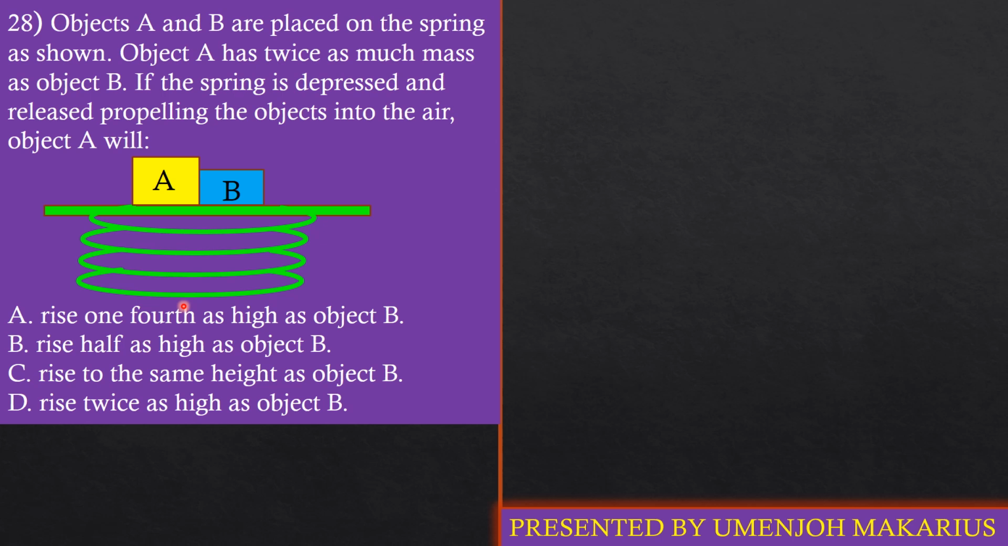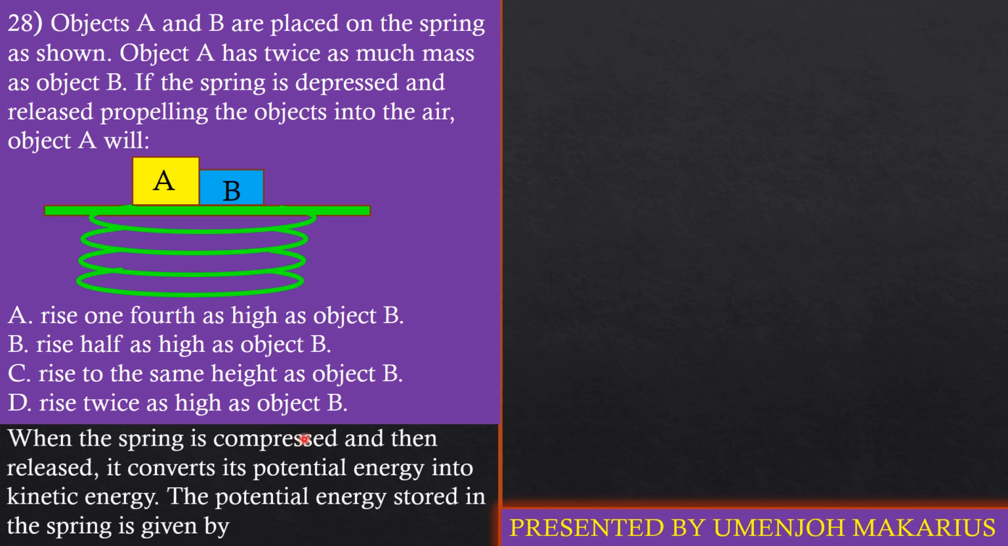So, guys, let's analyze this question very keenly, because it's very easy to make mistakes with this particular question. Now, friends, we know for sure that when the spring is compressed and then released, it converts all the potential energy stored in the spring into kinetic energy for these two objects, right? The potential energy of a spring is simply given as Pe equal to 1/2 kx squared, where k is the spring constant and x is the extension of the spring.